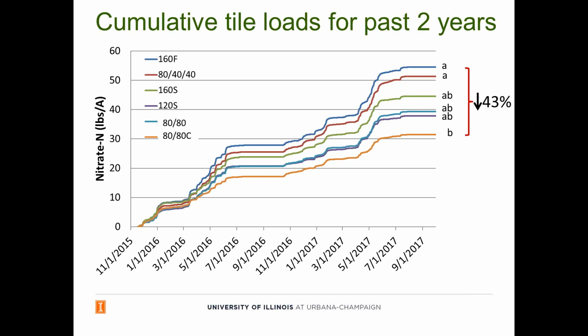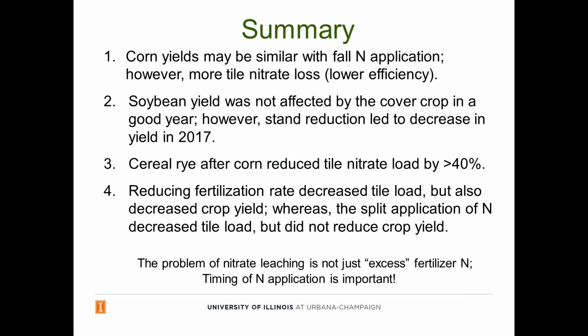And you can see here that if we reduce the rate, sure, we can cut down loss, but we lose yield. So there is a balance in there. So the summary of this first experiment: corn yields may be similar with fall application, however, more tile nitrate is lost. Therefore, I think we have lower efficiency.